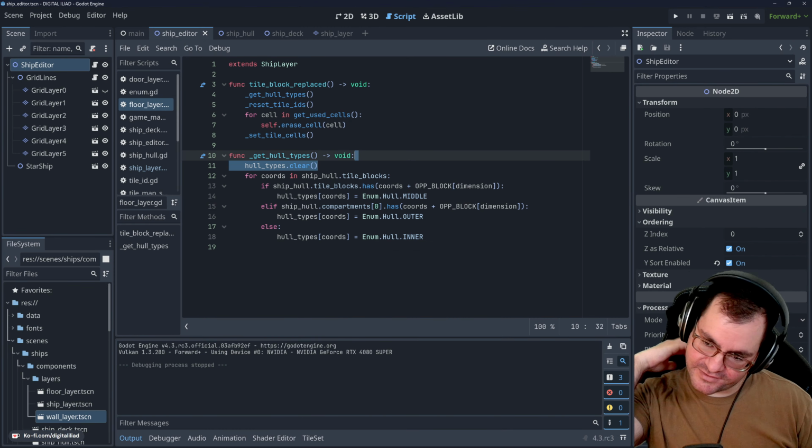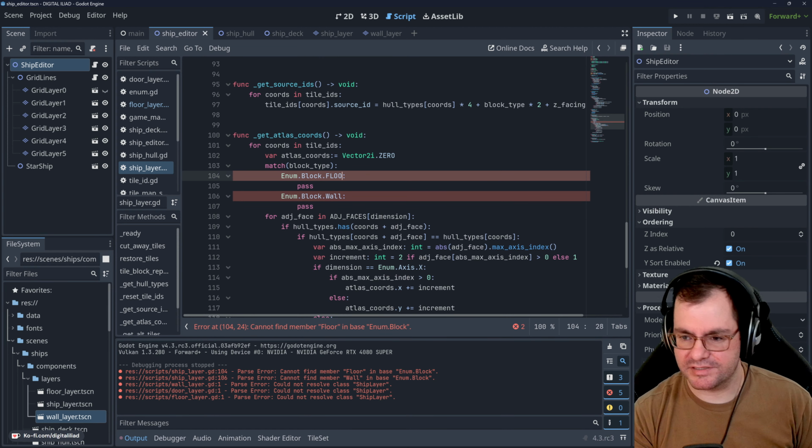Enum.block.floor, pass. Enum.block.wall, pass. Okay. Cannot find member floor in base enum.block. What? It's right here, enum.block. Oh, FLOOR, capital, all caps. Forgot, it's a constant.